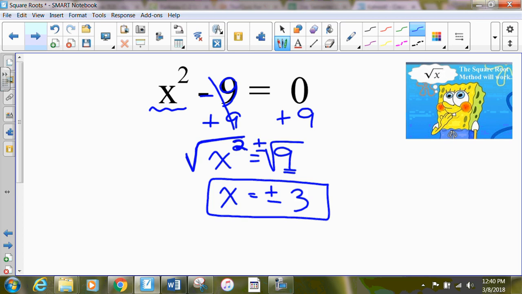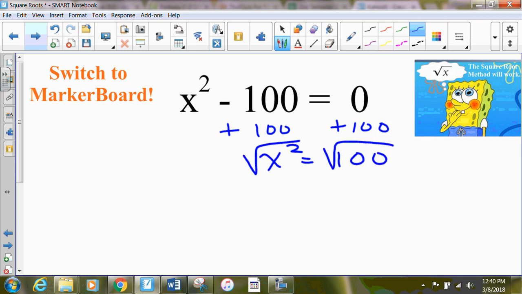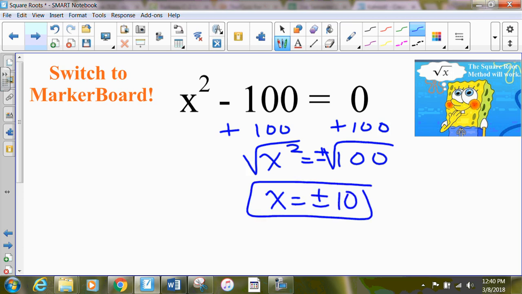So now what I want you to do is switch over to your marker boards, and I want you to pause this video, do the problem, and then unpause it and make sure you have it right. Okay, so we're back. You're checking your answer. You probably added 100 to both sides. You got x squared equals 100. You took the square root of both sides. You remembered to put your plus or minus in front. And you said x equals plus or minus 10. If you didn't get that right, why don't you pause the video so you can go back over what you wrote, but I'm hoping you got it right.